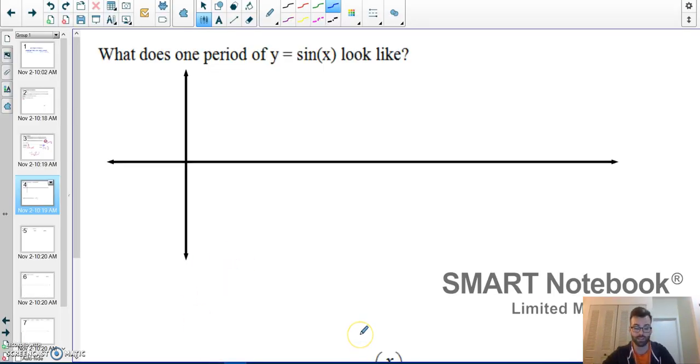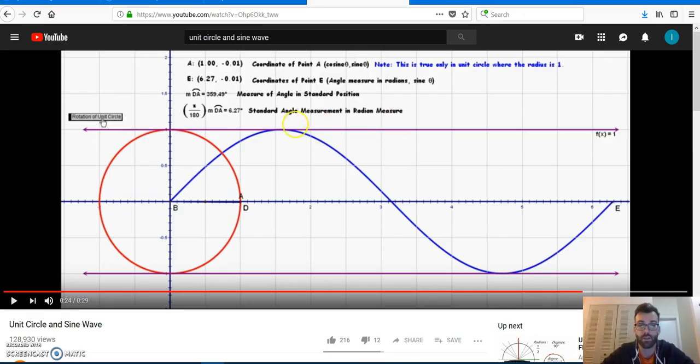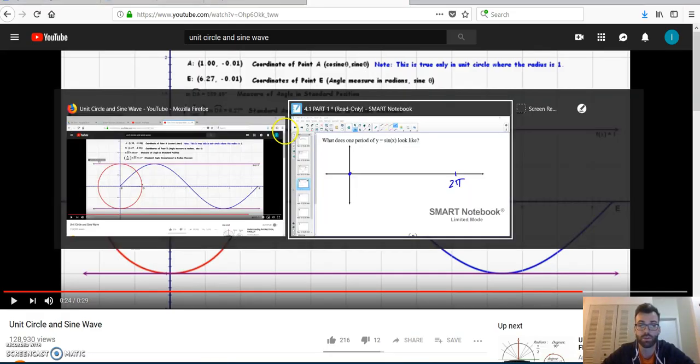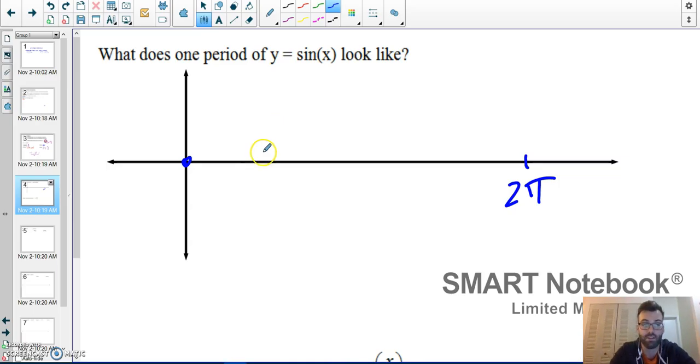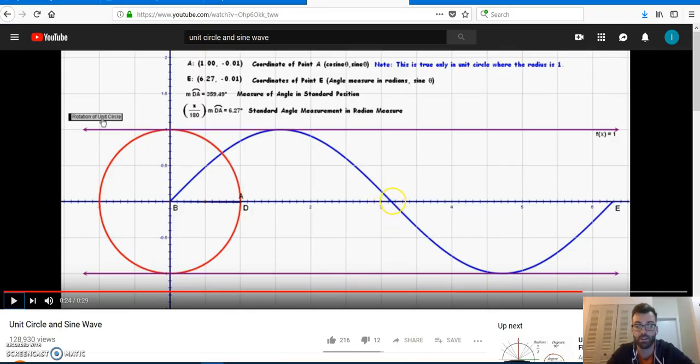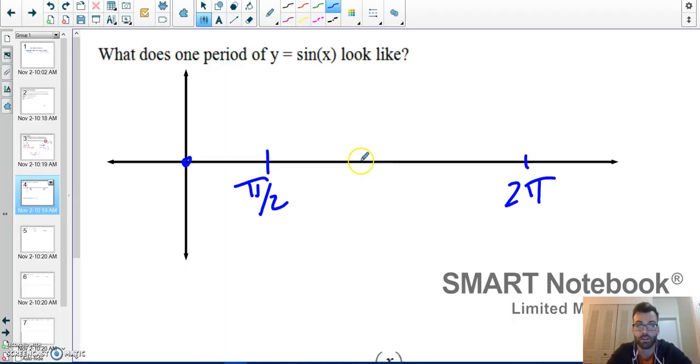So what does that look like? There are going to be 5 major points. If I start at 0, I know that my period was 2 pi, so that's going to be my last point. On this curve, our maximum here was about 1.57, which was pi over 2. We came back down to 0 at pi, or 3.14, which is pi.